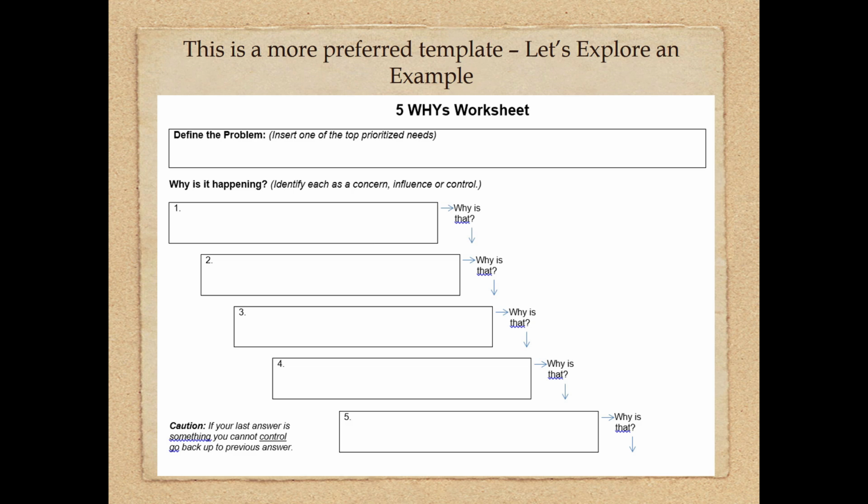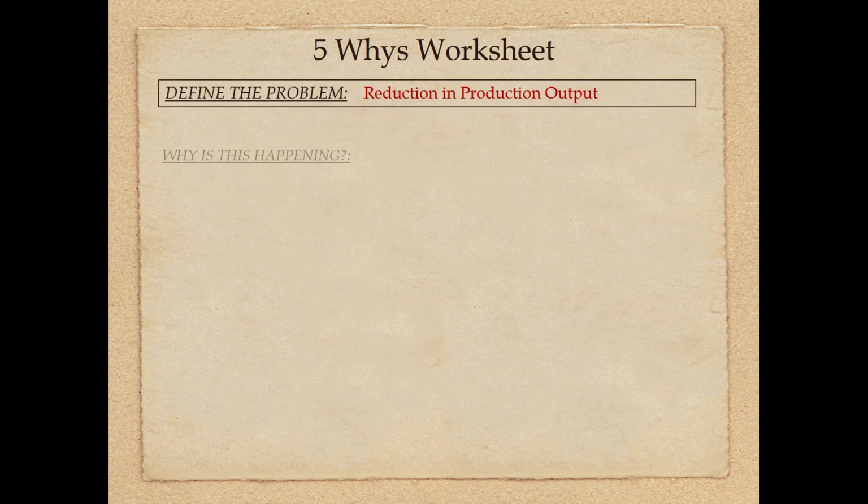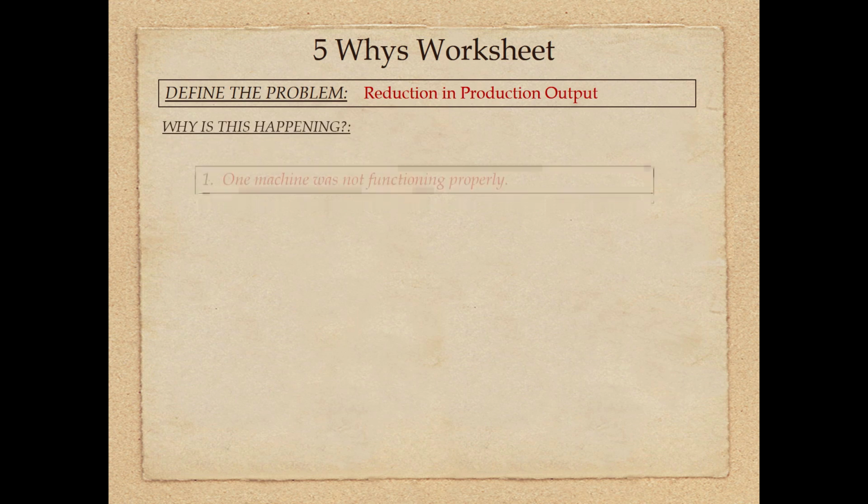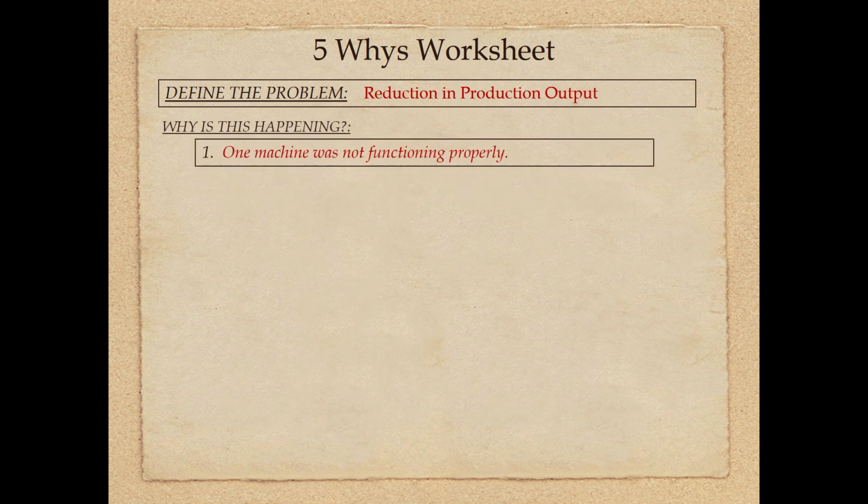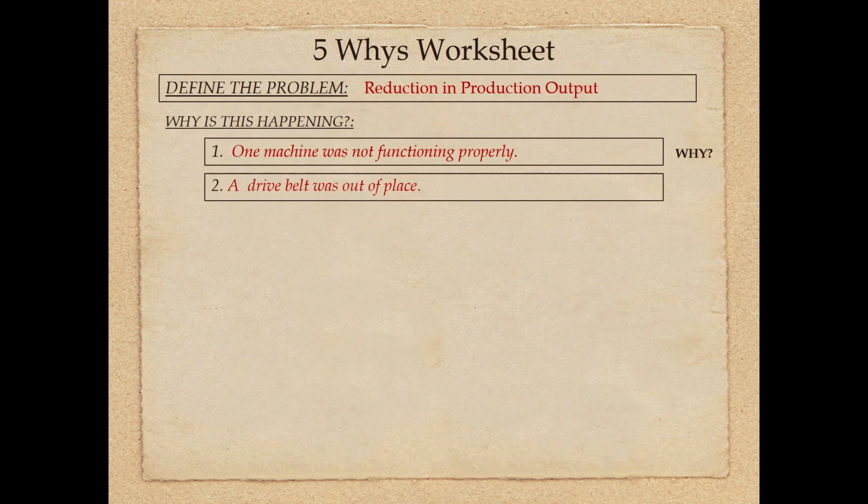So let's look at an example. First of all, let's define the problem. The problem is there's a reduction in production output. Why is this happening? One machine was not functioning properly. Well, why? A drive belt was out of place.